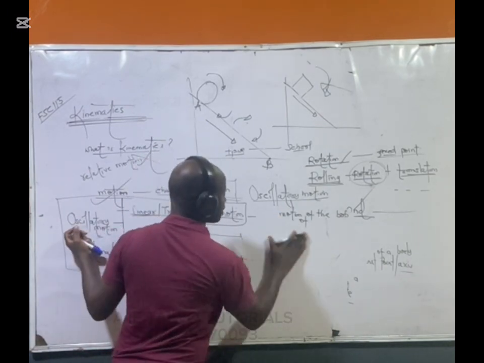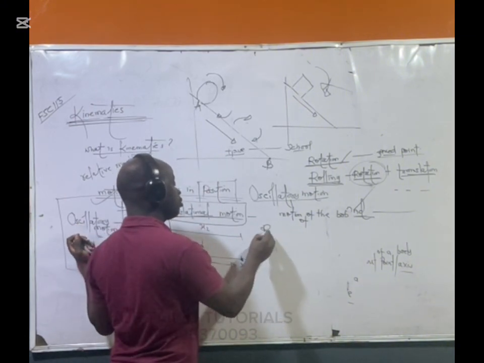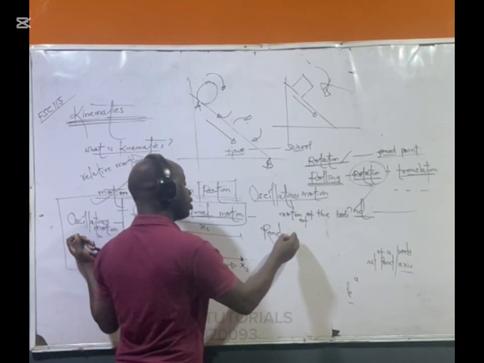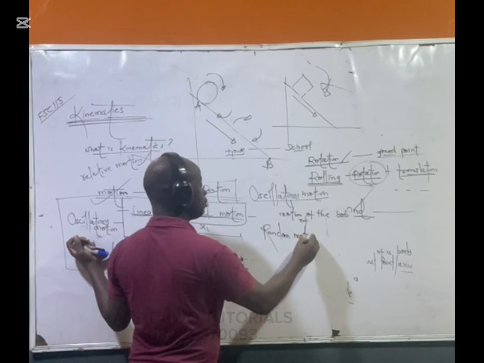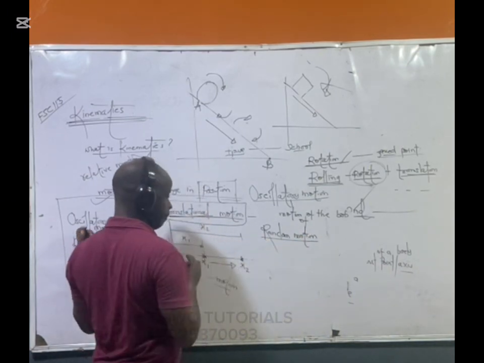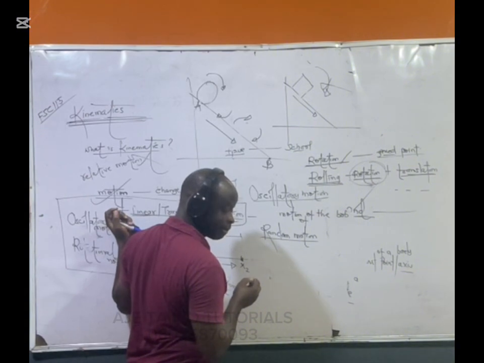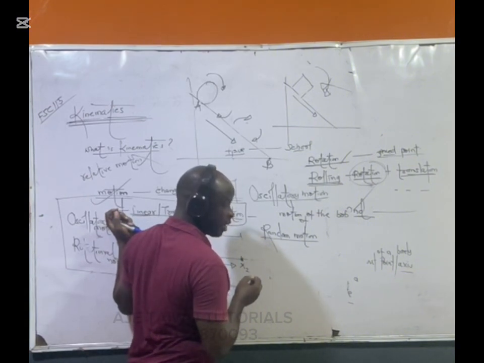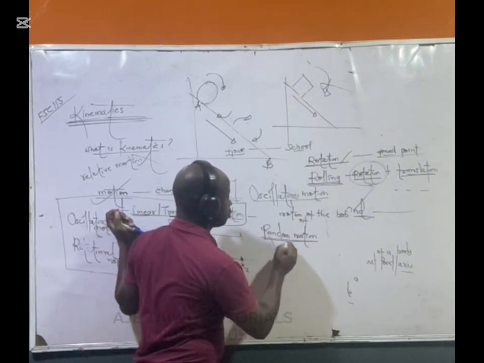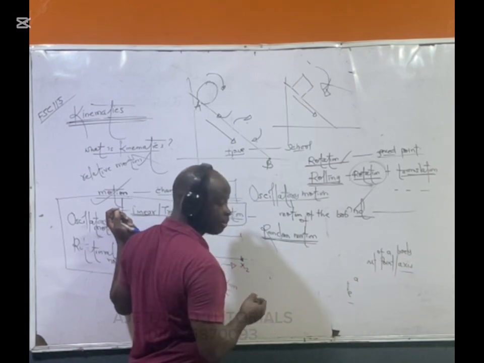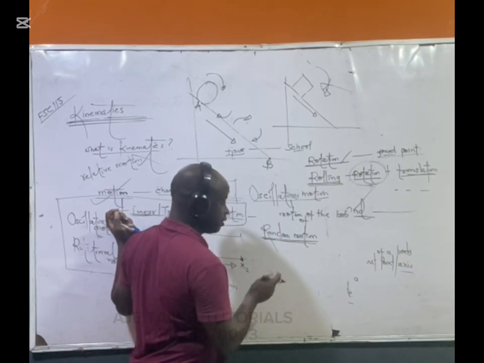Okay? The last type of motion is random motion. Who can tell me, what do you call random motion? What is random motion? So I already have an idea of it. Okay, please say it.